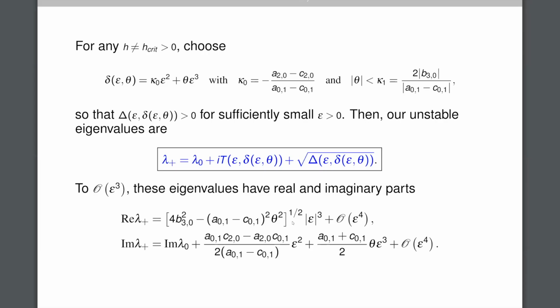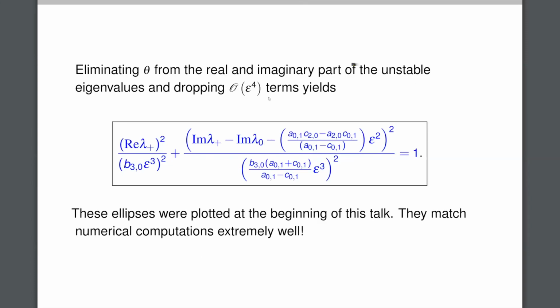And if you want to eliminate the theta parameter from the real and imaginary parts of these eigenvalues, which right now is sort of taking the role as parameterizing this curve of unstable eigenvalues, you can very quickly show that, in fact, these unstable eigenvalues lie approximately on an ellipse. The semi-major and semi-minor axes of this ellipse are order epsilon cubed, which is consistent with the fact that the most unstable real part of my eigenvalue looks like epsilon cubed.